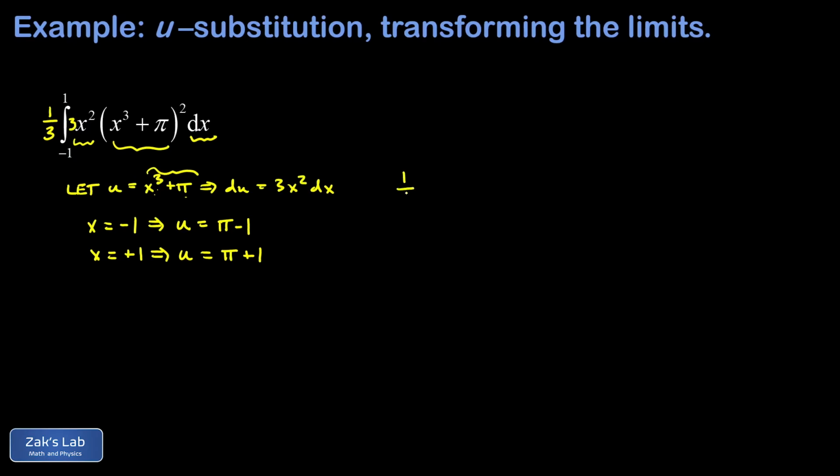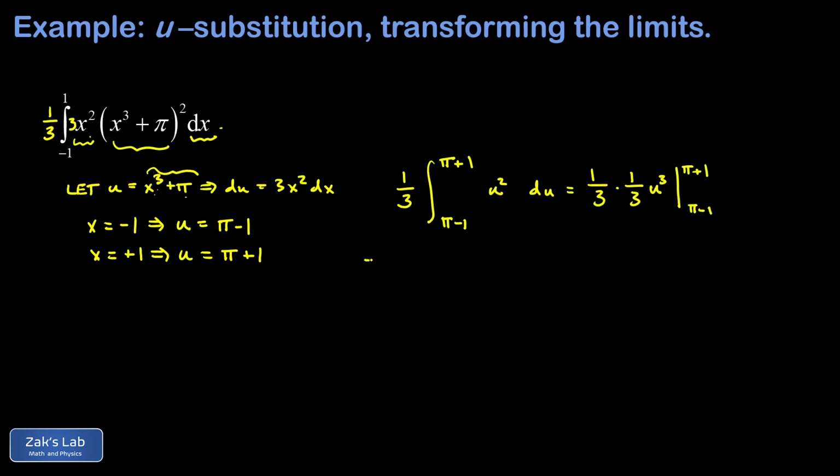So I have a 1/3 out in front, and then an integral as x goes from -1 to 1, which means u is going from pi minus 1 to pi plus 1. And then my squared binomial is just u squared, because I let u equal x cubed plus pi. And my 3x squared put together with my dx just gives me du. So I just have u squared du. And then the antiderivative of u squared is just 1/3 u cubed, and we're going to evaluate this from pi minus 1 to pi plus 1.